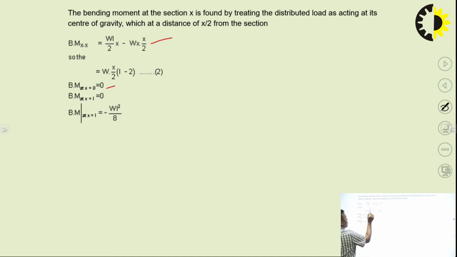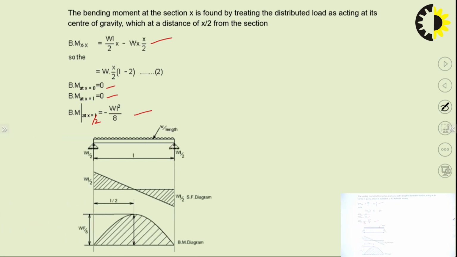So at x equal to 0, this term becomes 0. At x equal to L, this again becomes 0. At x equal to L by 2, from this equation the answer comes WL square by 8. Now we can draw the shear force and bending moment diagram. At x equal to 0, it is WL by 2. At x equal to L, it is minus WL by 2. At x equal to L by 2, it is 0.